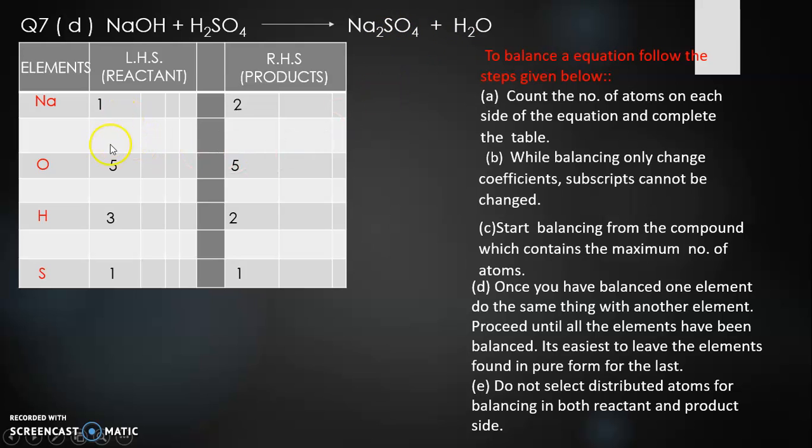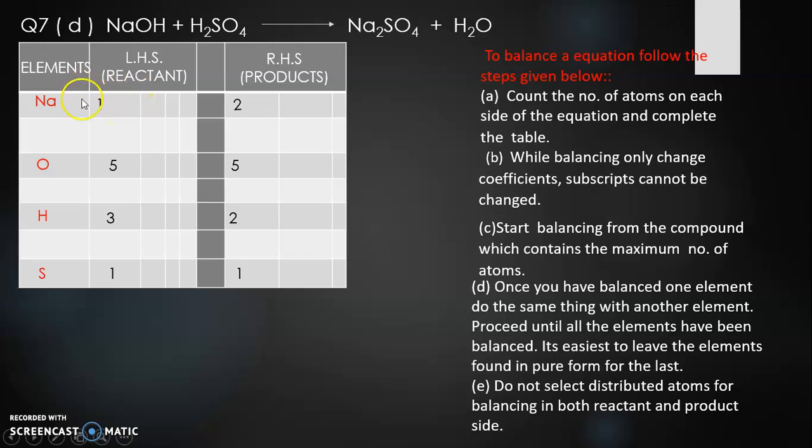Students, what do we observe? Oxygen and sulfur are balanced. What is unbalanced? Sodium and hydrogen. Now let's start with that compound which has more elements or more atoms. Na2SO4. So if you see sodium and sulfur, they are balanced. Oxygen is also balanced and hydrogen is unbalanced, and sodium on the left hand side.